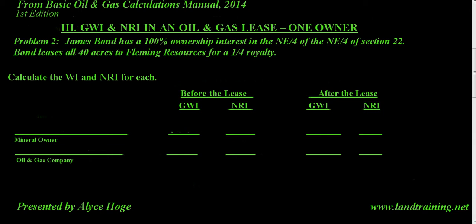Now let's look at problem 2. So again, we'll read the fact pattern together. And it says James Bond has a 100% ownership interest in the northeast quarter of the northeast quarter of Section 22. Bond leases all 40 acres to Fleming Resources for a 1/4 royalty. So we know the mineral owner is James Bond, and we know the oil and gas company is Fleming Resources.